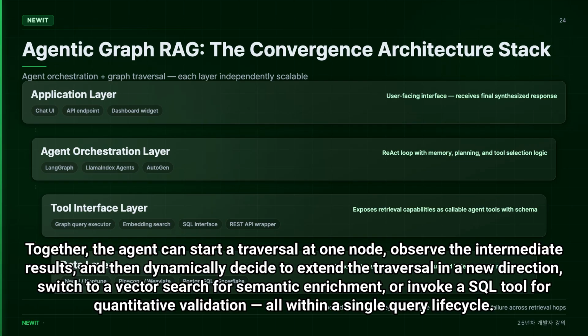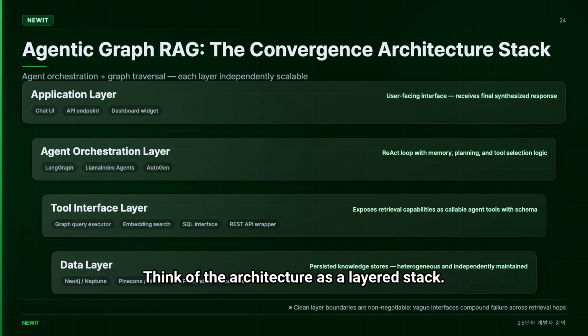Together, the agent can start a traversal at one node, observe the intermediate results, and then dynamically decide to extend the traversal in a new direction, switch to a vector search for semantic enrichment, or invoke a SQL tool for quantitative validation, all within a single query lifecycle. Think of the architecture as a layered stack.